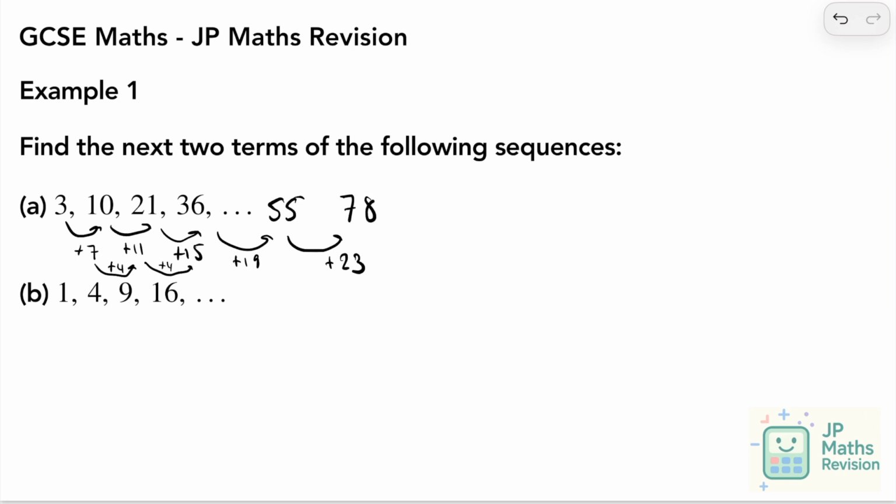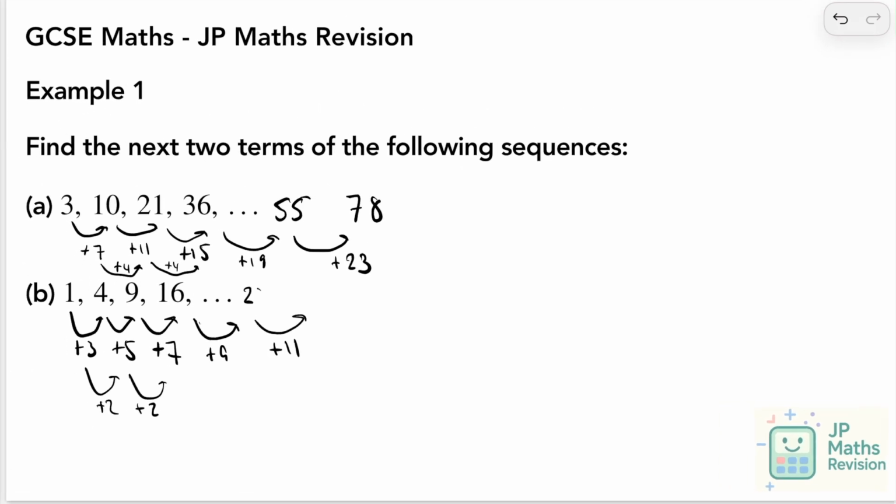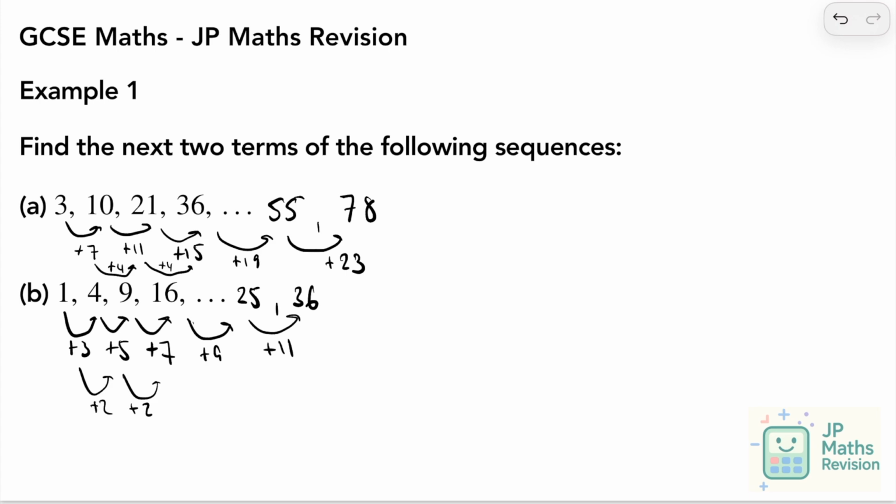So this next one over here, we have 1 to 4, which is plus 3, 4 to 9, which is plus 5, and 9 to 16, which is plus 7. So the second difference here is plus 2. To get the next term, we're going to add 9, because 7 plus 2 is 9. And the term after that, we're going to add 11. So we're going to have 16 plus 9, which is 25, and 25 plus 11 is 36. So the next two terms of this sequence are 25 and 36.